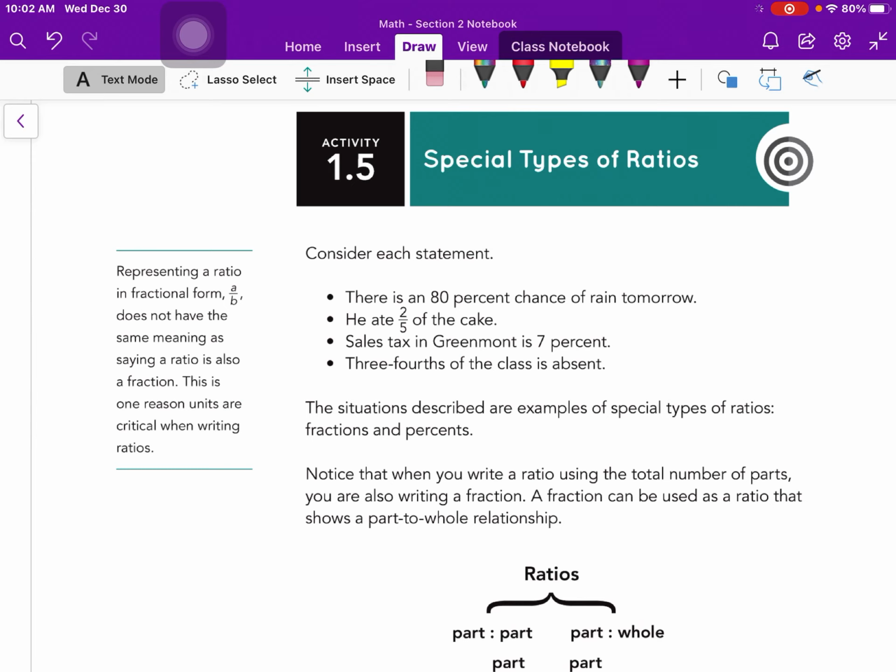There is an 80% chance of rain tomorrow. He ate 2/5 of the cake. Sales tax in Greenmont is 7%. 3/4 of the class is absent. The situations described are examples of special types of ratios, fractions, and percents. So a fraction, which you already know a lot about, is a type of ratio.